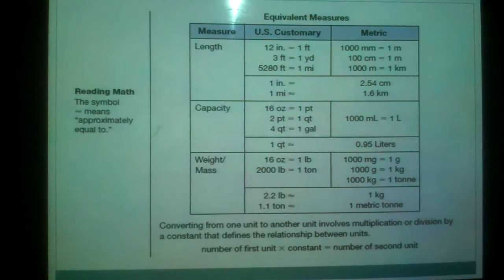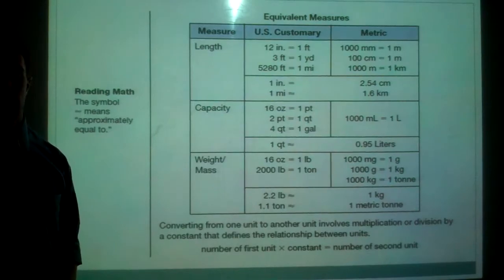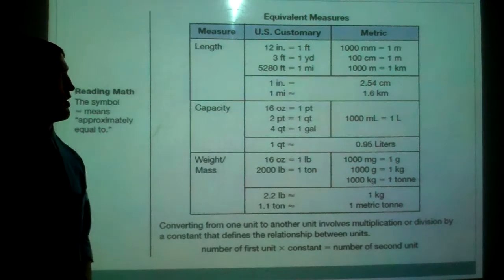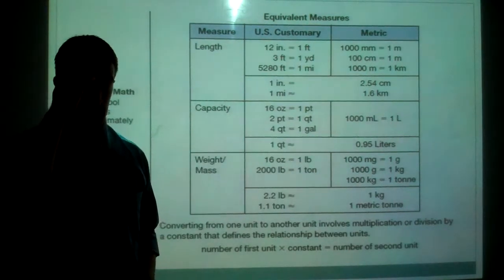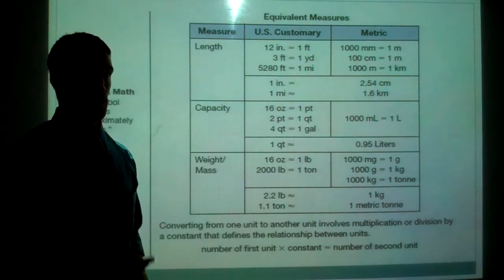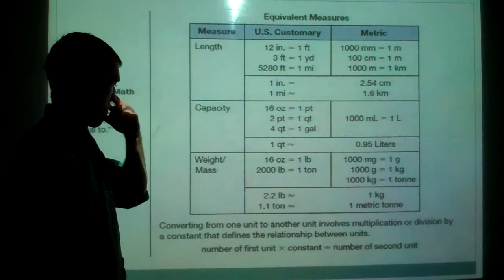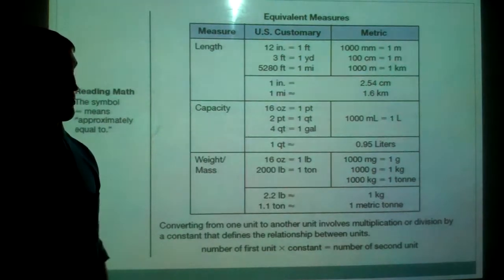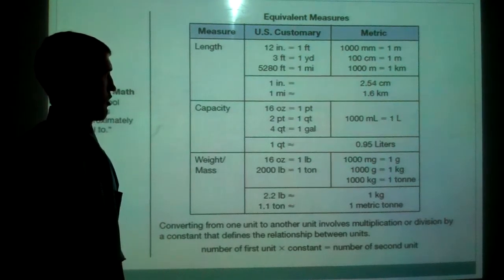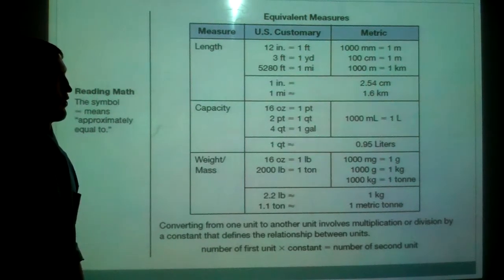And this is in their book. This is the very important part of this chapter because it tells you what specific lengths or capacities or weights, mass relate across the table. So if we look at the metric system, for instance, we can see it goes by tens. 1,000 millimeters is 1 meter, 100 centimeters is 1 meter, that type of thing.